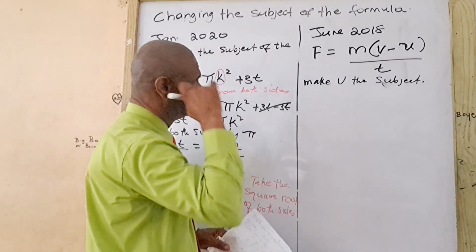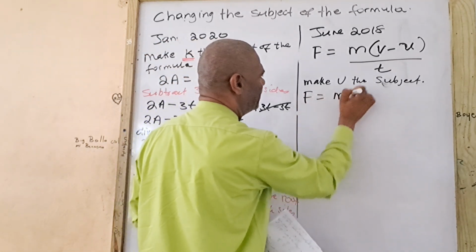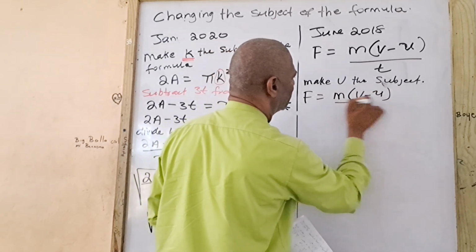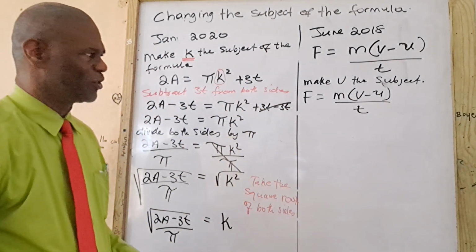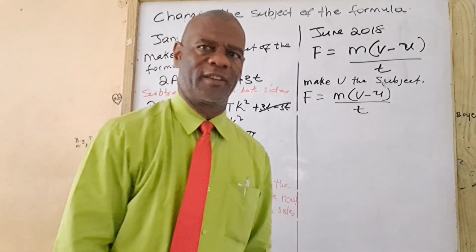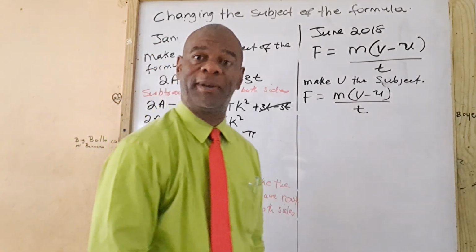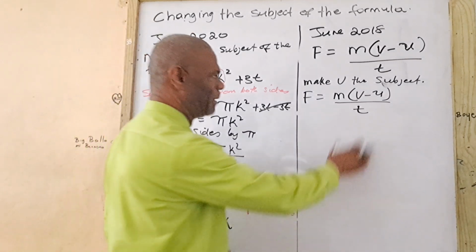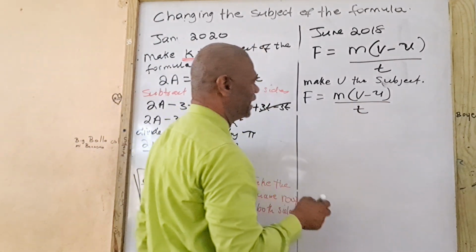So we have, let's just rewrite that, f equals n times v minus u all over t, right? So we must first do what? We must first get rid of the denominator here, the fraction, right? So we are going to get rid of the denominator by multiplying both sides of the equation by t. Remember, whatever we do to one side, we must do to the other side.